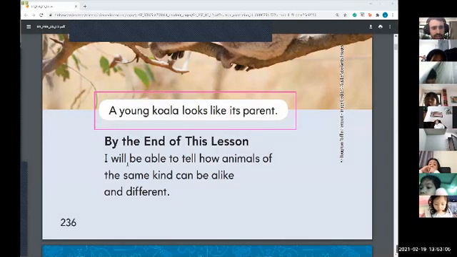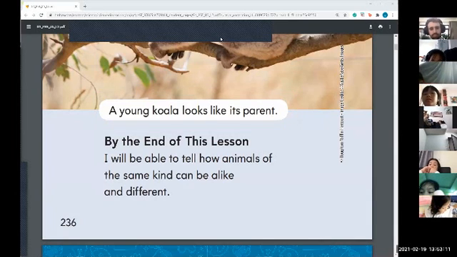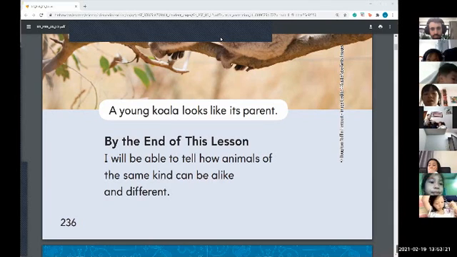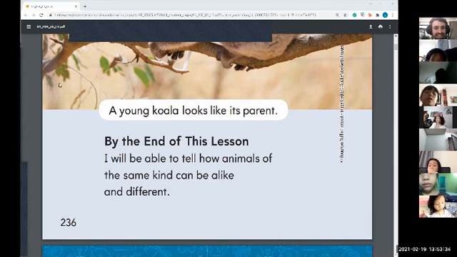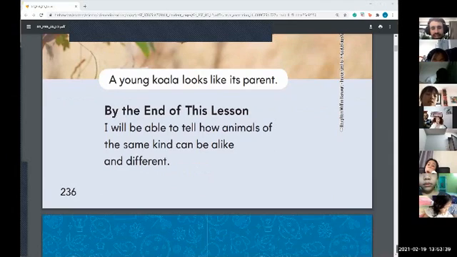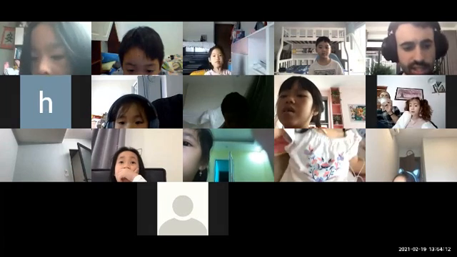And can you read the rest for me? By the end of this lesson, I will be able to tell how animals of the same kind can be alike and different. Thank you. That was great reading. Nice and clear. Now we will know what we're going to be able to do by the end of this lesson. And this is your homework.